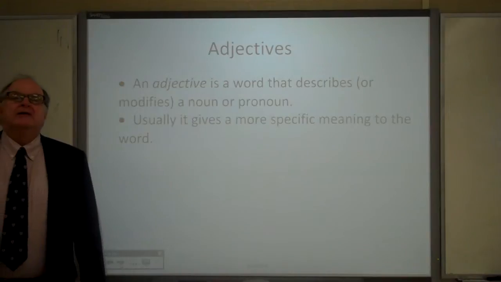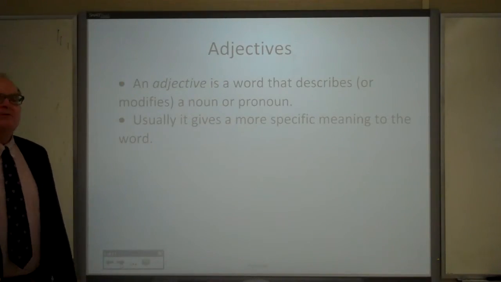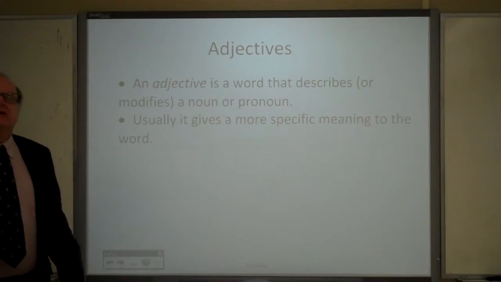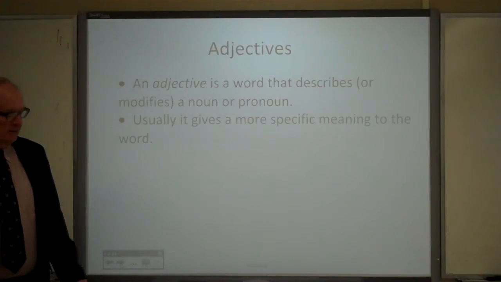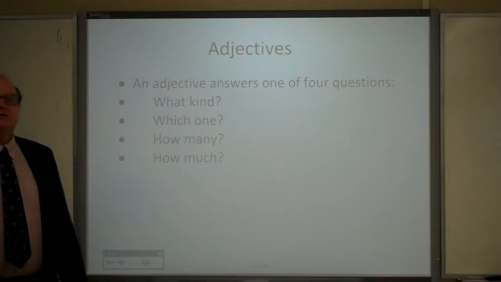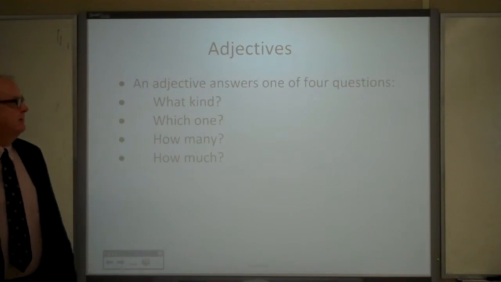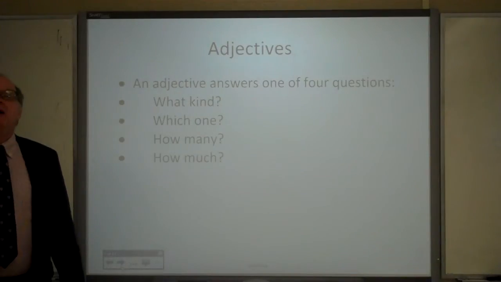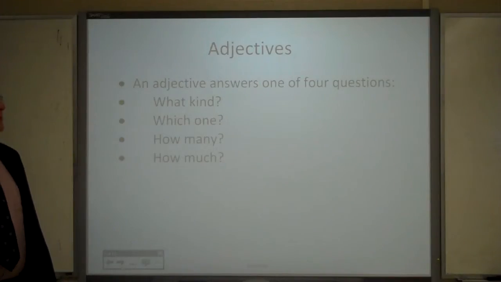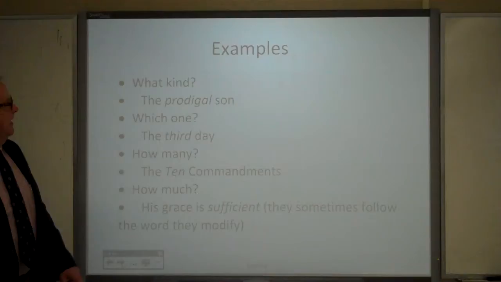The first kind of modifier is an adjective. An adjective is a word that describes or modifies a noun or pronoun. Usually it gives a more specific meaning to the word. An adjective answers one of four questions: What kind? Which one? How many? Or how much? If the modifier answers one of those questions, it is likely an adjective.